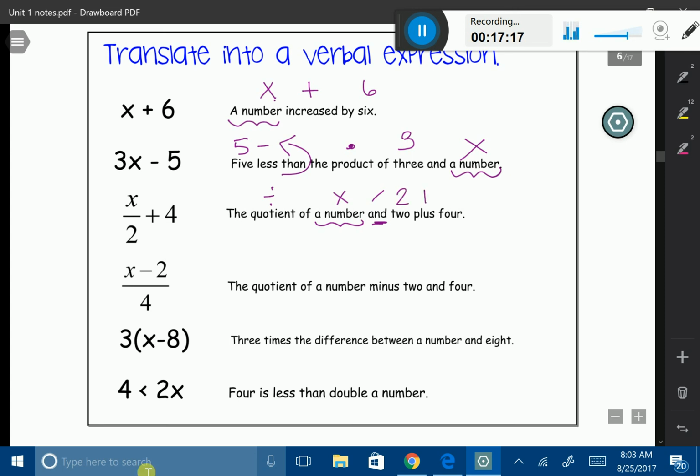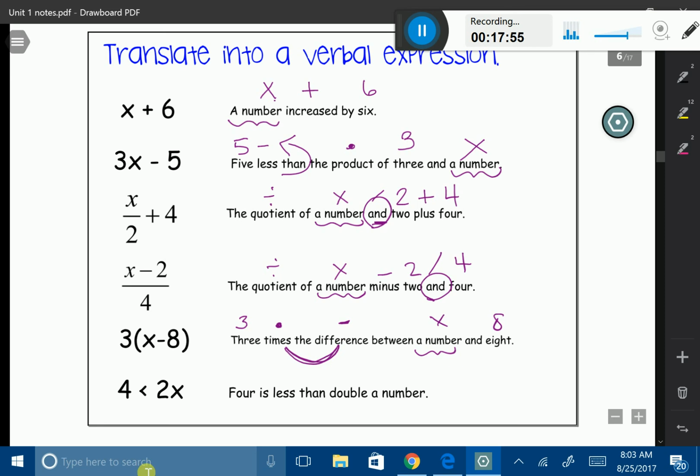2, and then I'm going to tack my 4 on the end. Remember, the "and" is telling you where to place the fraction bar. The next one, the quotient of a number minus 2. There's my "and." That's my fraction bar. And then 3 times the difference. Notice here that I have 3, but then I have "times" and "the difference." Those two terms mean different operations. So I have the 2 times the difference between a number and 8. So for that one, that's going to be my grouping.